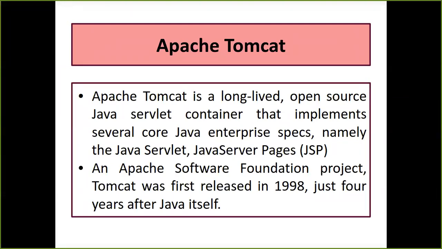Now let us understand what Apache Tomcat is. It is an open source Java servlet container where you have an option to implement all your Java code and all your Java specifications. An example is Java servlet and JSP, which we studied last time. A Java servlet is again a Java program, a small module which you can write for your server side. And JSP is again a server side technology which you can use.